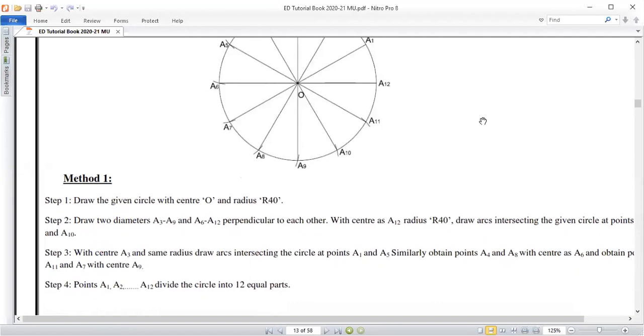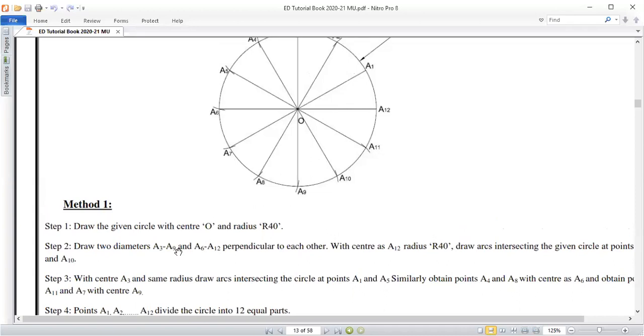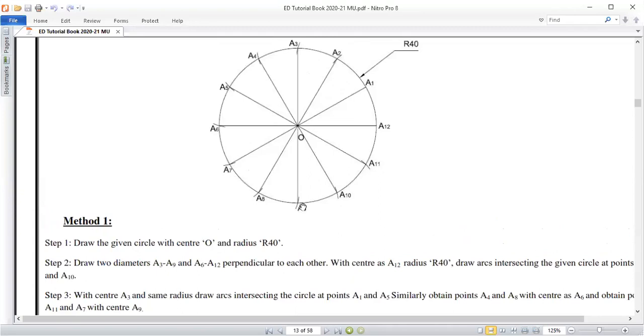Let us see what is there in method 1. Draw the given circle with center O and radius R40. Then draw two diameters. One is A3, A9. So you can see there is one diameter which will start with point A3.